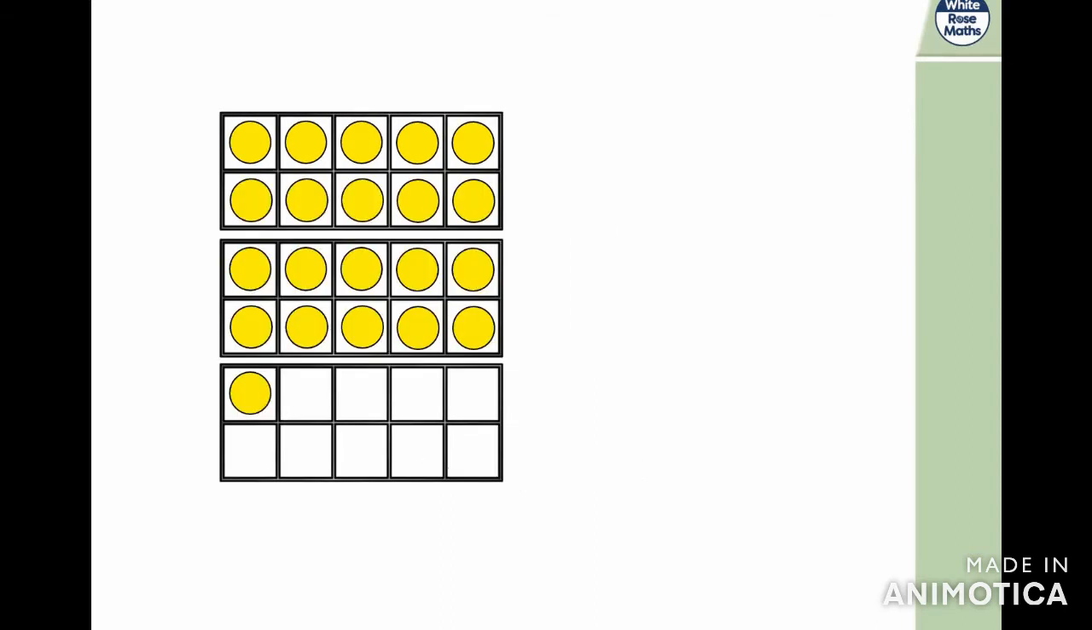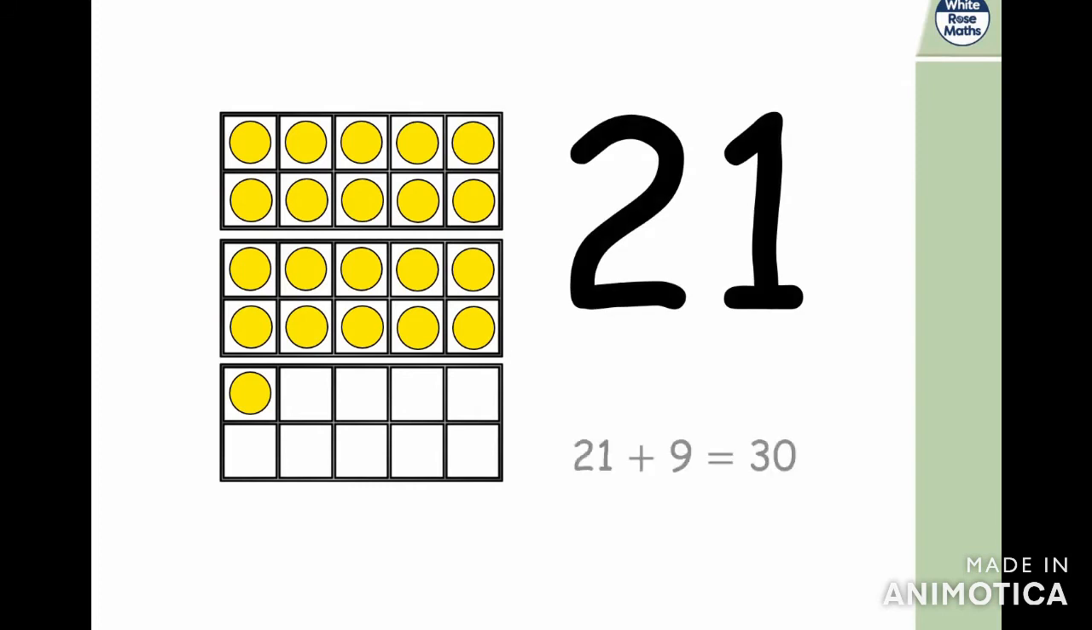Up to 30 this time. And I've got 1 in that final 10 frame, so it must be 9, right? Yes, 21 add 9 is 30. 1 plus 9 was equal to 10. 11 plus 9 was equal to 20, and 21 plus 9 is equal to 30. Can you see the pattern there? Where the ones is 1, the bond is always 9.